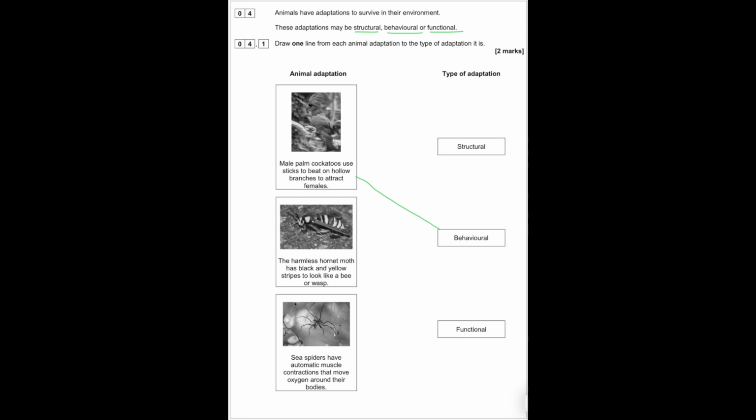The harmless hornet moth has black and yellow stripes to look like a bee or a wasp. So, that's a structural adaptation. And the sea spiders have automatic muscle contractions that move oxygen around their bodies. So that's a functional adaptation.